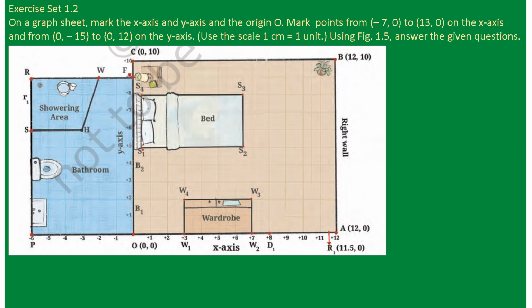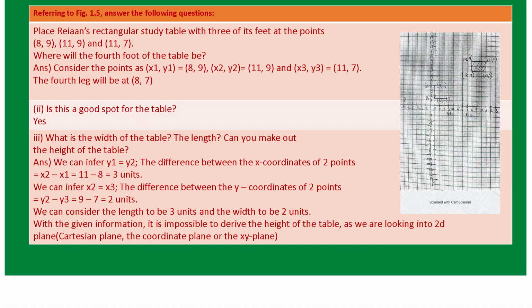For this sum, we need to mark the x and the y axis on a graph sheet. Place Rayan's rectangular study table with three of its feet at the points (8, 9), (11, 9) and (11, 7). What will the fourth foot of the table be? Plot these points in the graph as mentioned, with the coordinates as given for three of the feet of Rayan's table. Now the points would be x1, y1 as (8, 9), x2, y2 as (11, 9), x3, y3 as (11, 7). So the fourth leg will be (8, 7), which is obvious from the graph also.